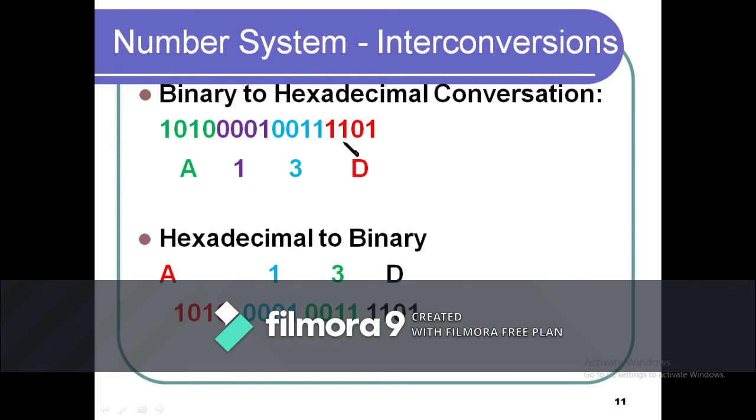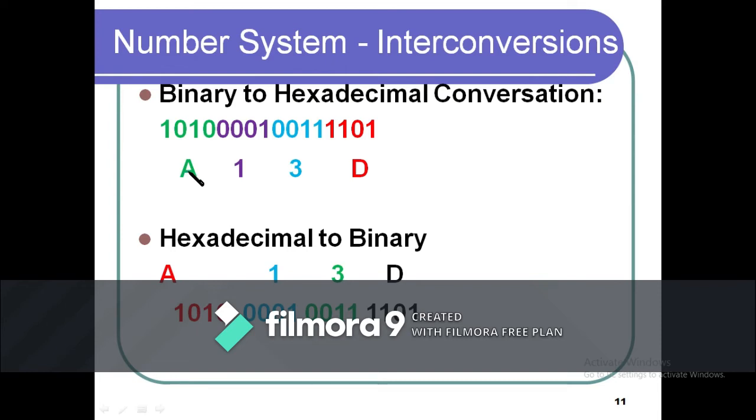8421 means 8 plus 4 is 12, and plus the 1 means 13. In hexadecimal, we call 13 D, because after 9 we take A, B, C, D. A means 10, B means 11, C means 12, and D means 13. Here is the 13. Here is the 2 and 1, which means 3. Here is the 1. Here is the 8 and 2, which means 10.